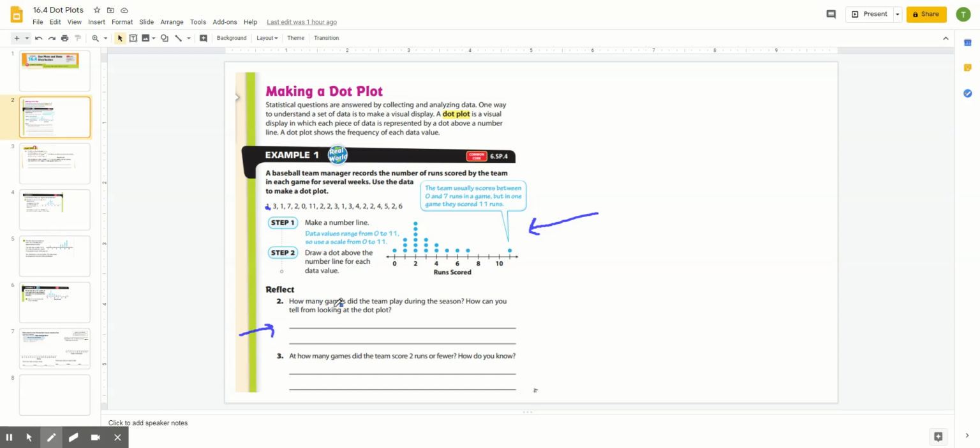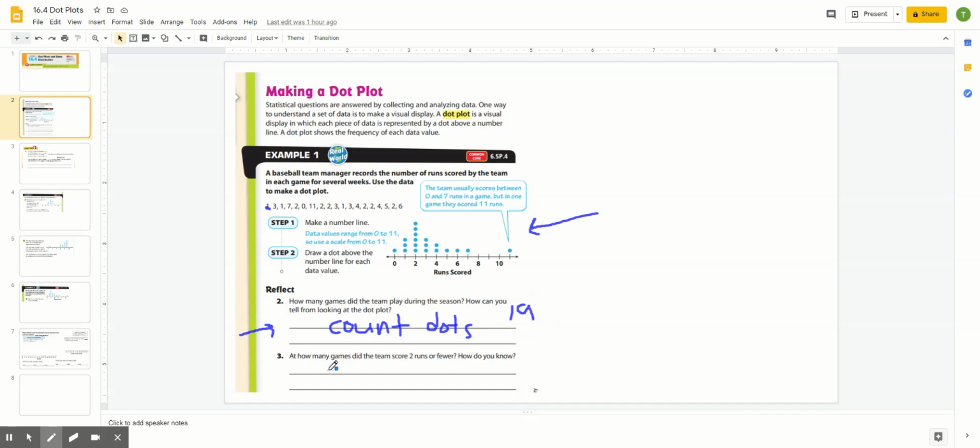So how many games did the team play during the season? All right, so take a look. How would we know this? And this is where some students could get confused. This is a graph of runs scored in each game. So what you would have to do is count the dots, because each dot represents the runs in one game. So you would add all the dots together. 1, 2, 3, 4, 5, 6, 7, 8, 9, 10, 11, 12, 13, 14, 15, 16, 17, 18, 19. 19 different dots are there.